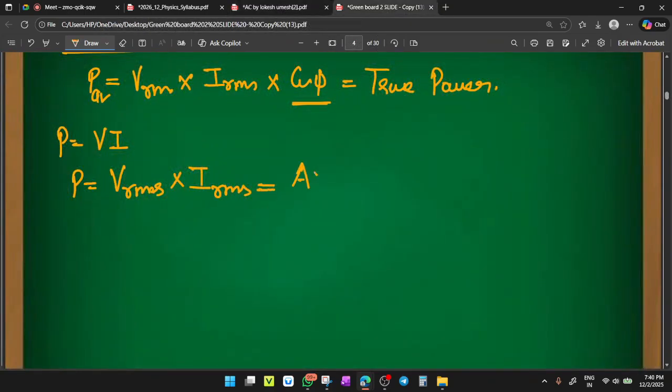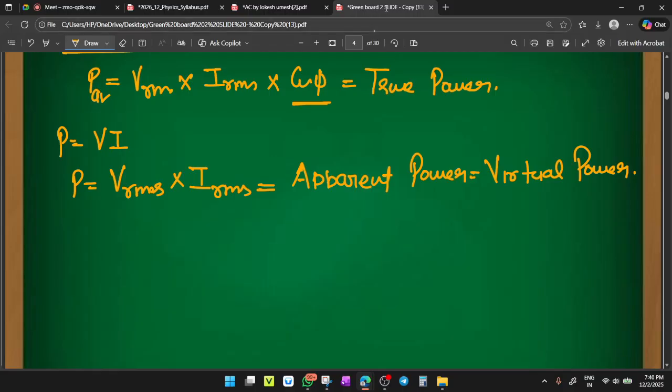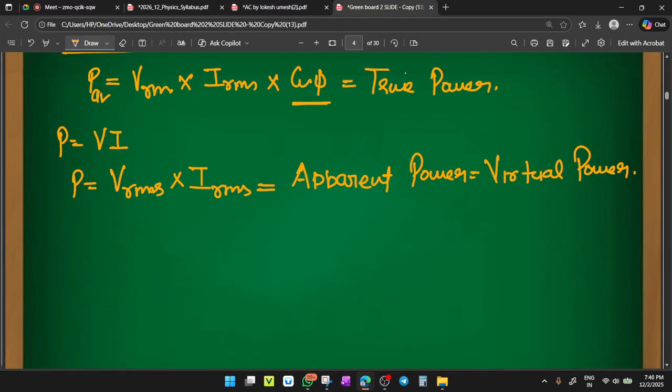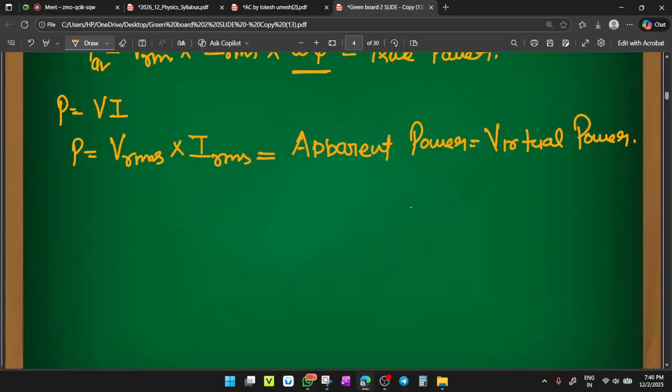So this is the formula for apparent power or virtual power. Fine. And cos phi is called the power factor of the circuit. So if you divide the true power by the apparent power, so P true upon P virtual. Virtual means apparent.